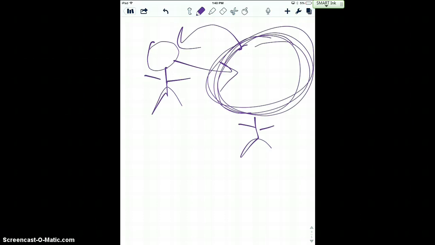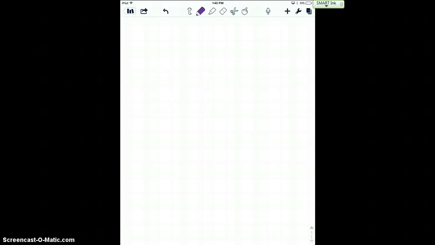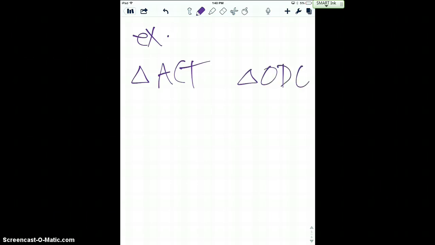So let's go ahead and try an example of a more mild problem here. Try one out together. Let's say I give you, in this example, triangle ACT and triangle ODG are similar. So then in your mind, you would need to say, okay, if they are similar, their angles are congruent and their sides are in proportion.